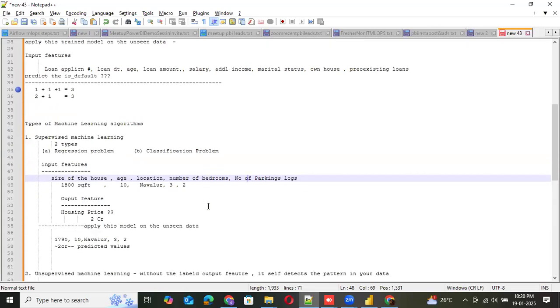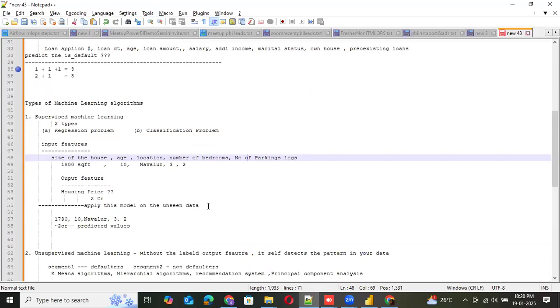In a regression problem, we are going to predict a number. In a classification problem, we are going to predict a categorical value, like yes or no. Okay, that's all. You just remember it that way.